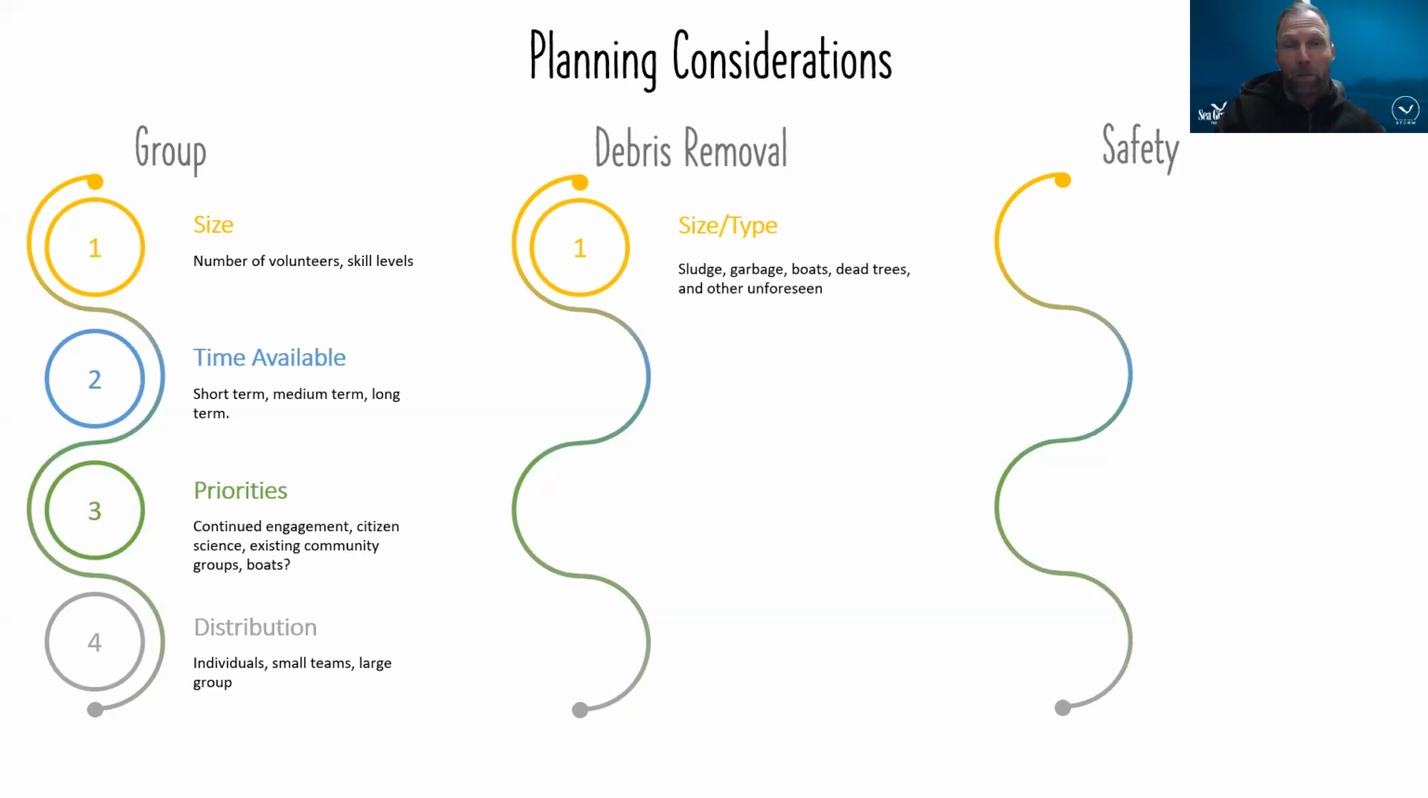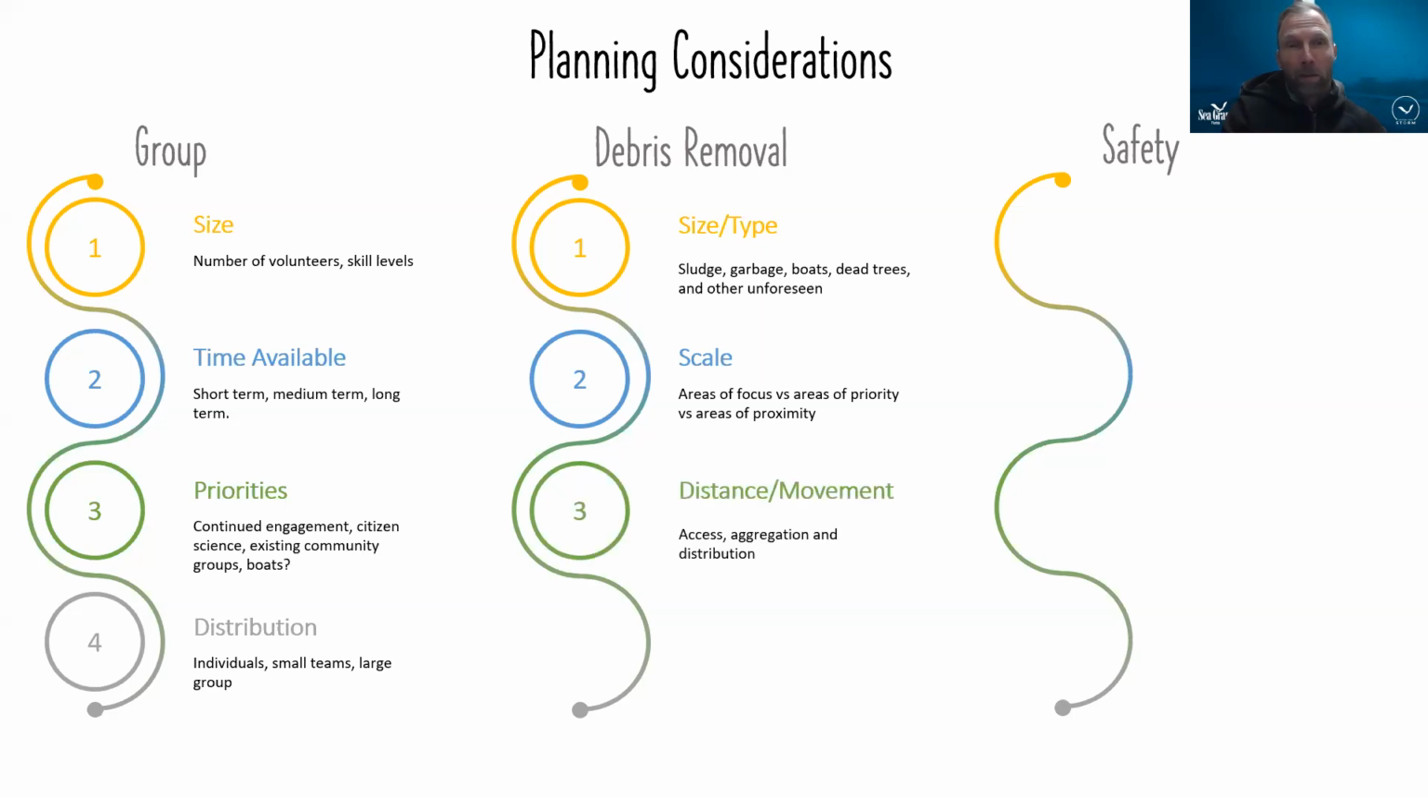Debris removal. So size type is sludge, garbage, boats, dead trees, and other unforeseen debris. Again, the other unforeseen, you never know what you're going to run into in there. So being properly prepared for it and training for it is best. The scale. So the areas of focus versus the areas of priority versus the areas of proximity. Where is it easy to get to? Where are the priorities, and what do you want to focus on? Do you want to focus on getting debris out? Do you want to focus on the health of the trees and cutting vegetation?